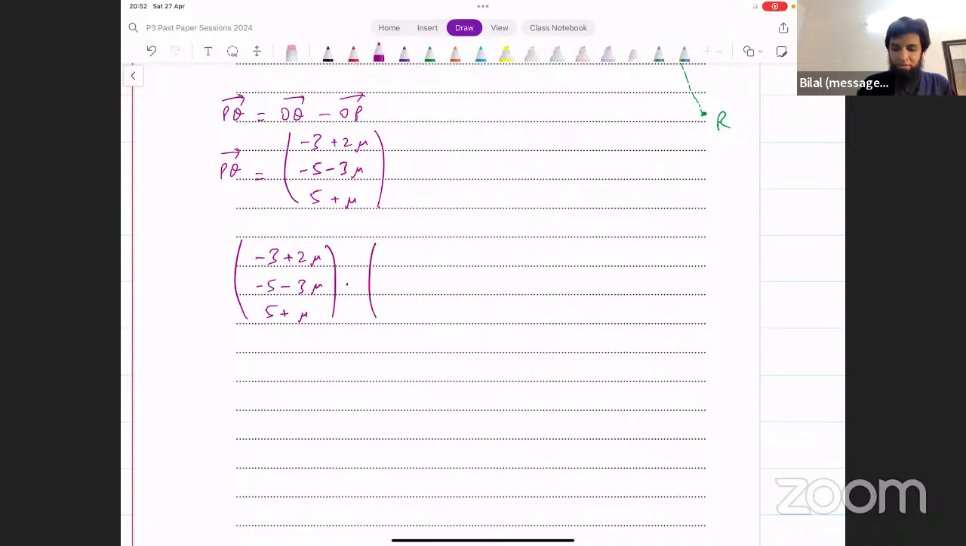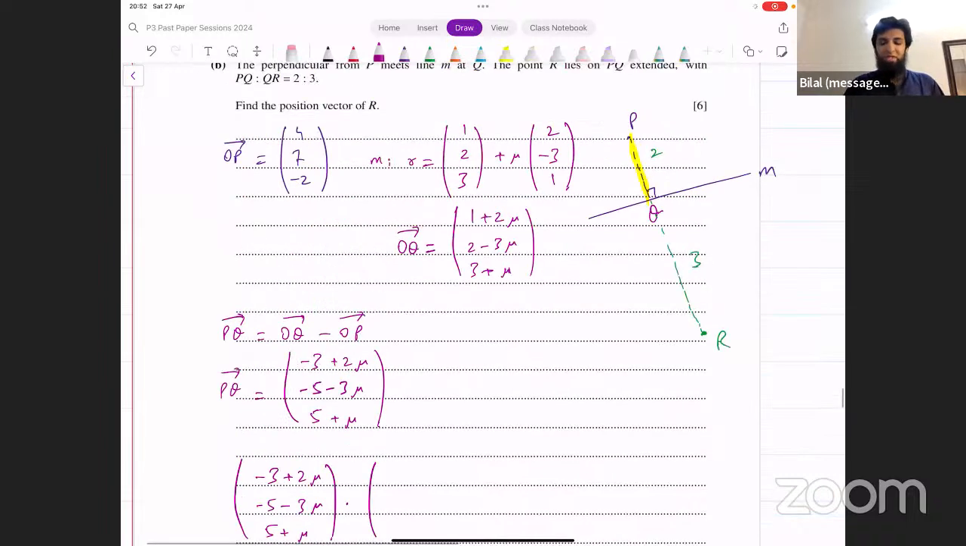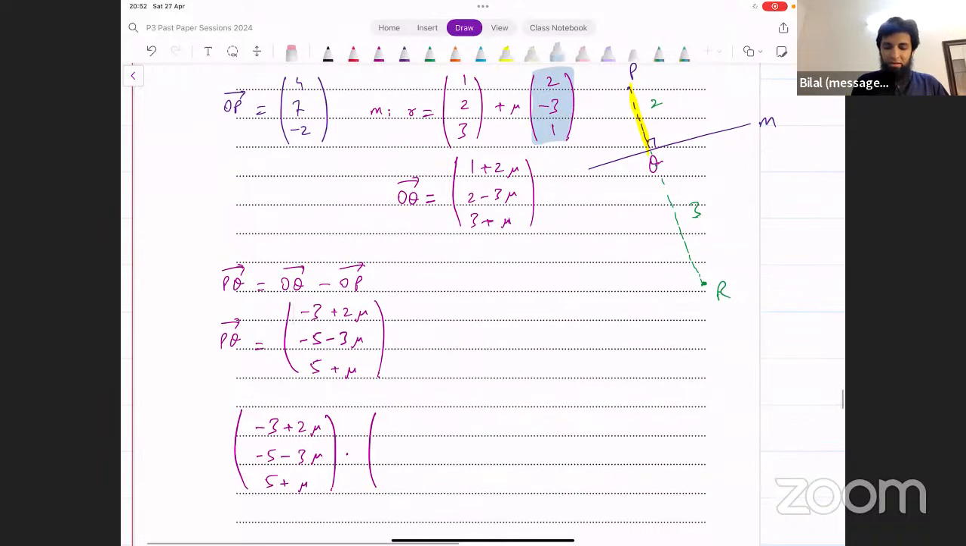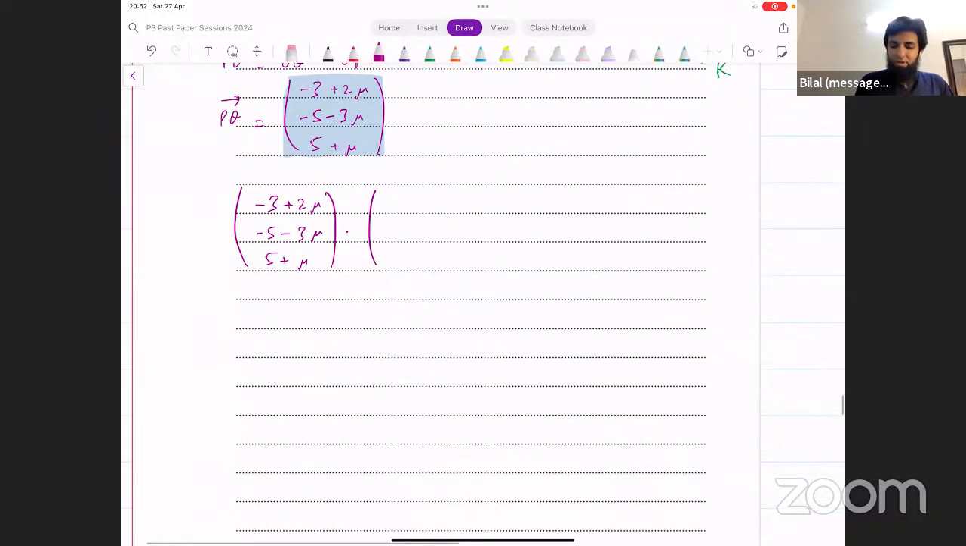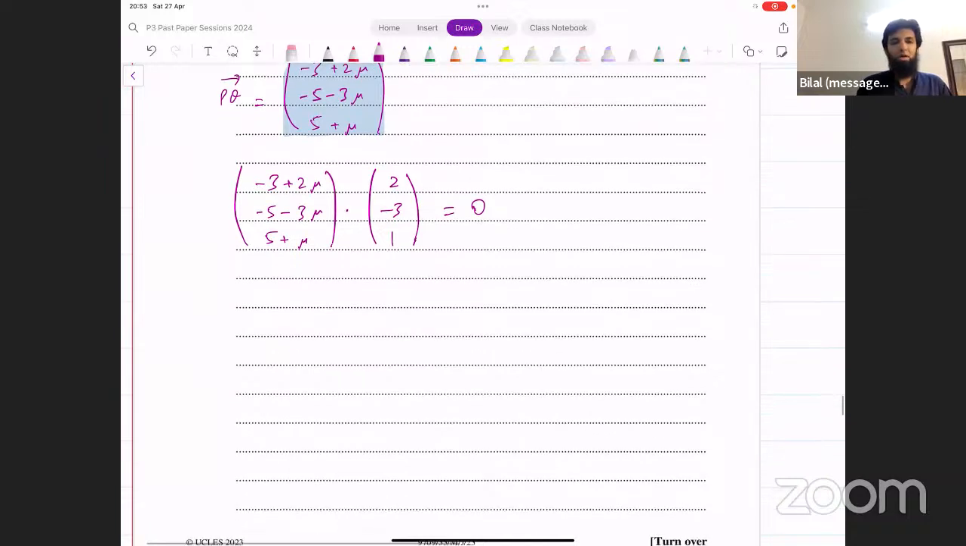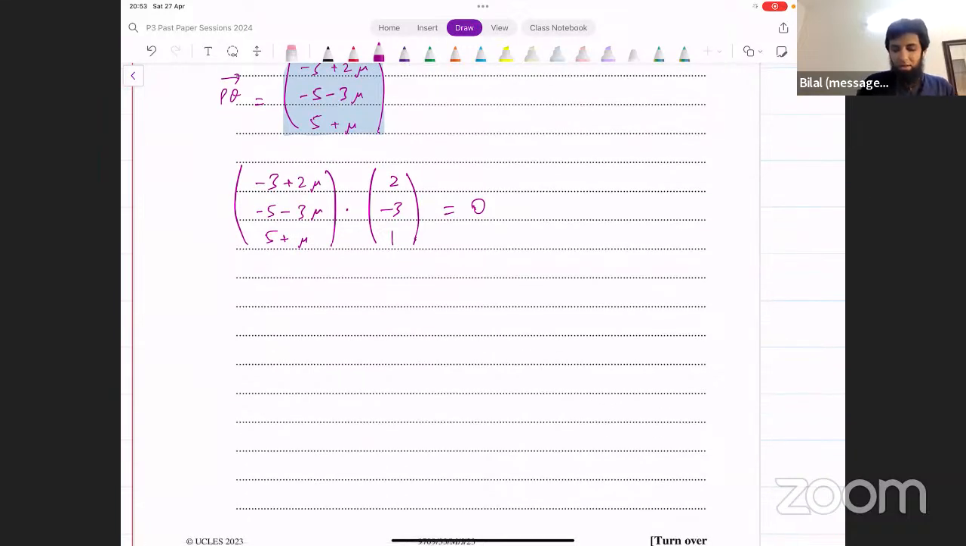Dot product of this with the direction vector of the line M, that's this. So basically we're using this vector here, the direction of line M, and the vector PQ. Their dot product is supposed to be 0 because they're perpendicular to each other. 2, minus 3, 1, that's the direction vector of the line M. Their dot product has to equal 0. Okay, let's find this dot product.